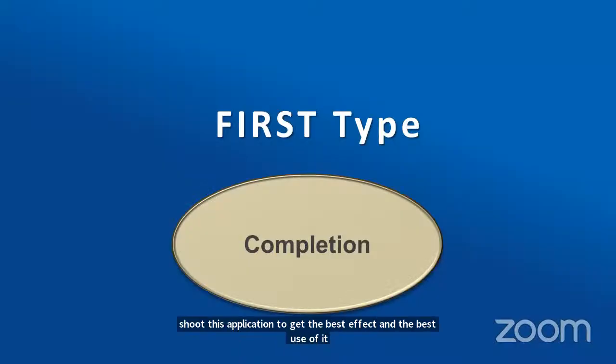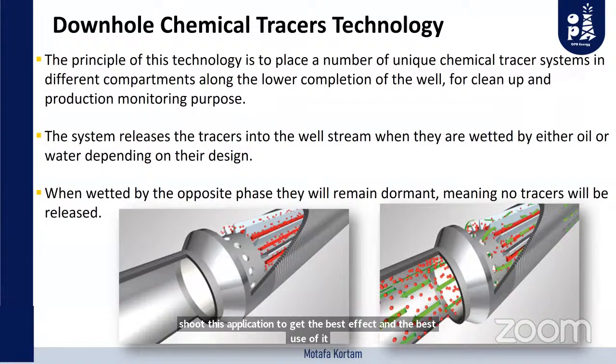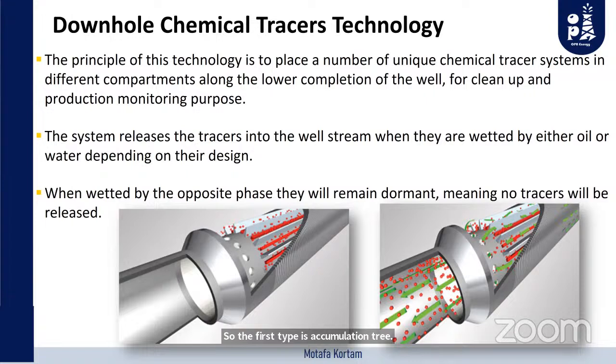So the first type is the completion tracer. Simply, the principle of this application is there is a unique tracer type for each cluster or for each perforation. You simply place a completion at a particular perforation and place another tracer type that is different from the tracers in the previously inserted perforation.